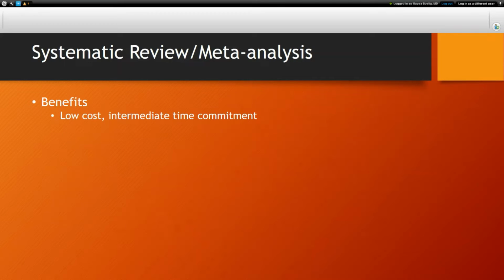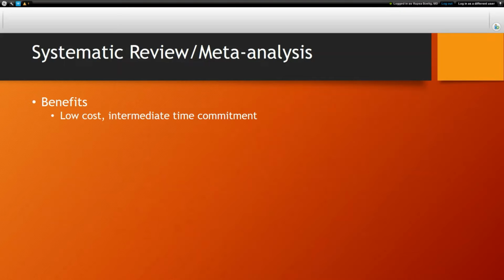So benefits are it's low cost. You may or may not need statistical support, but importantly, our library does have a means for you to consult with a librarian, and they will help you design a search strategy. That is one of the most important parts of a systematic review, because garbage in is garbage out, right? If you don't design an appropriate search strategy, everything else after that is not going to be correct, including the studies that you identify and include.